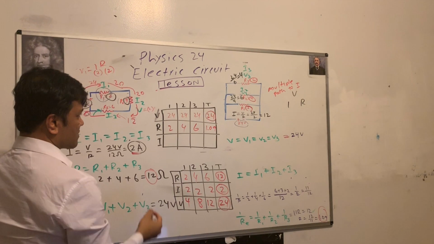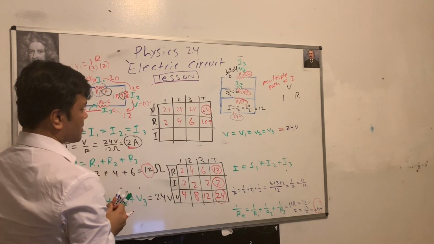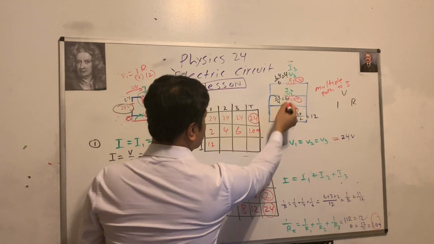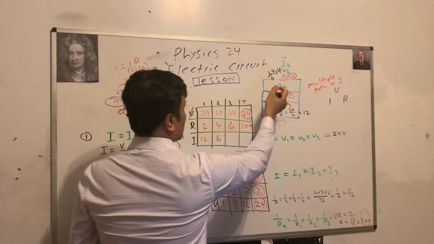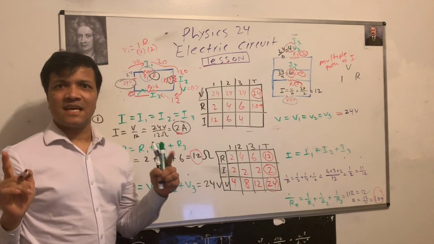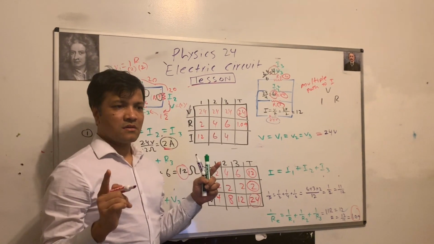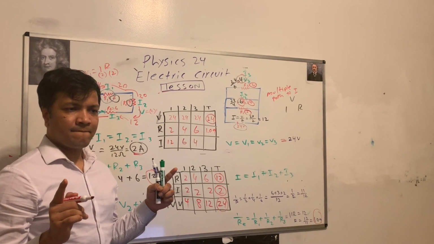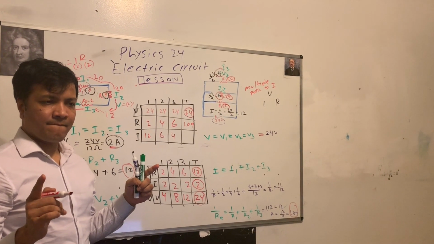Okay, so tell me what is going on. Current is 12, 6, and 4. So 12 plus 6 plus 4. Using Ohm's law and regular addition, you can see that it adds up to 22.